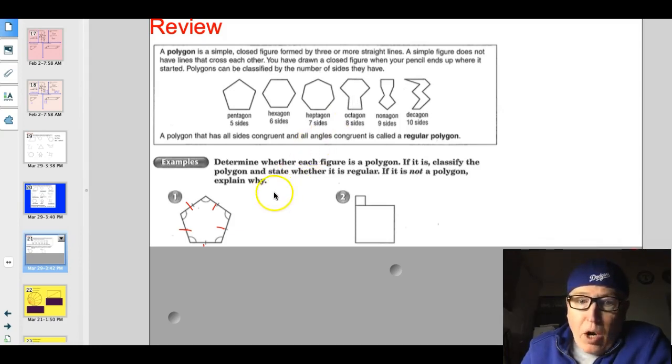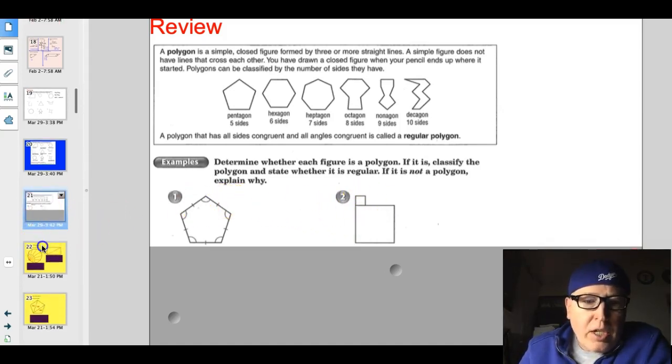All right, determine whether each of these figures is a polygon. How about number 1? Yes or no? This is definitely a polygon. I don't know why it's got red lines on it, but how about number 2? Negative. 2 areas. This is not a polygon, even though it has straight lines, you have 2 areas.